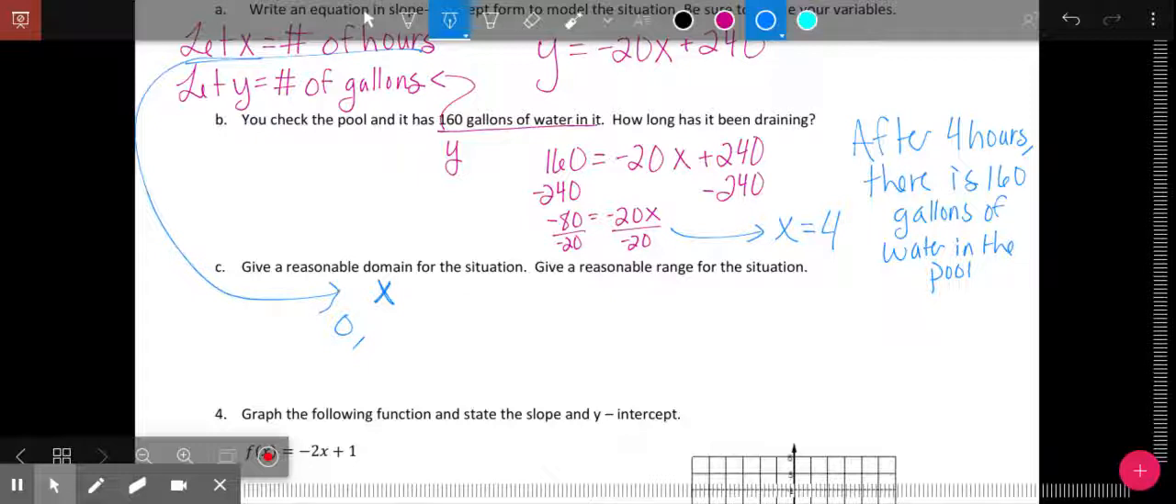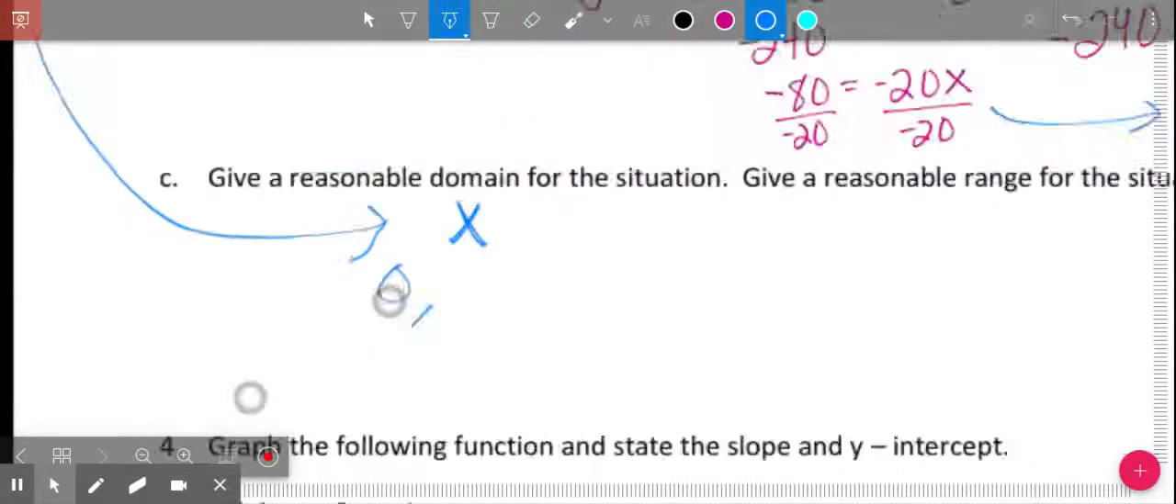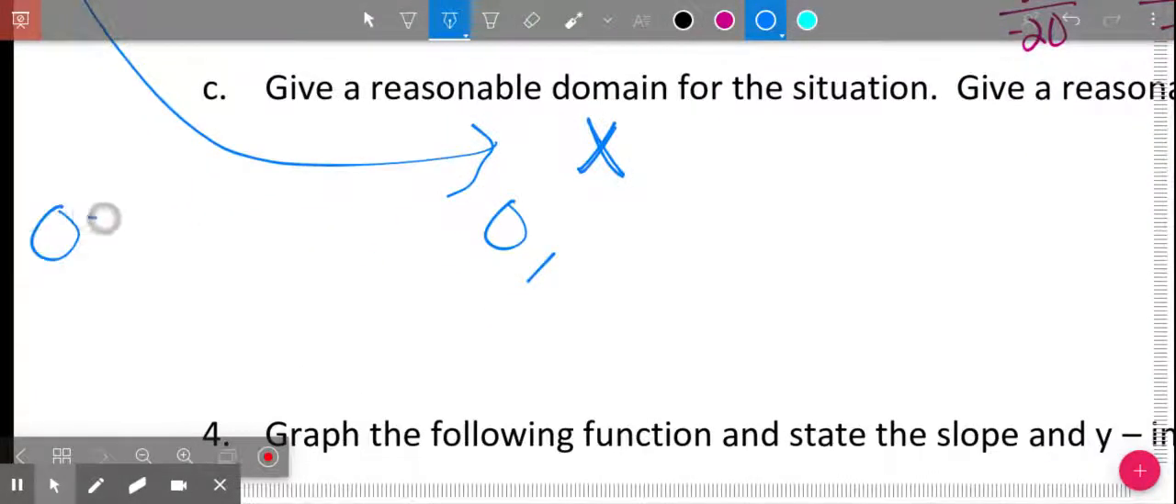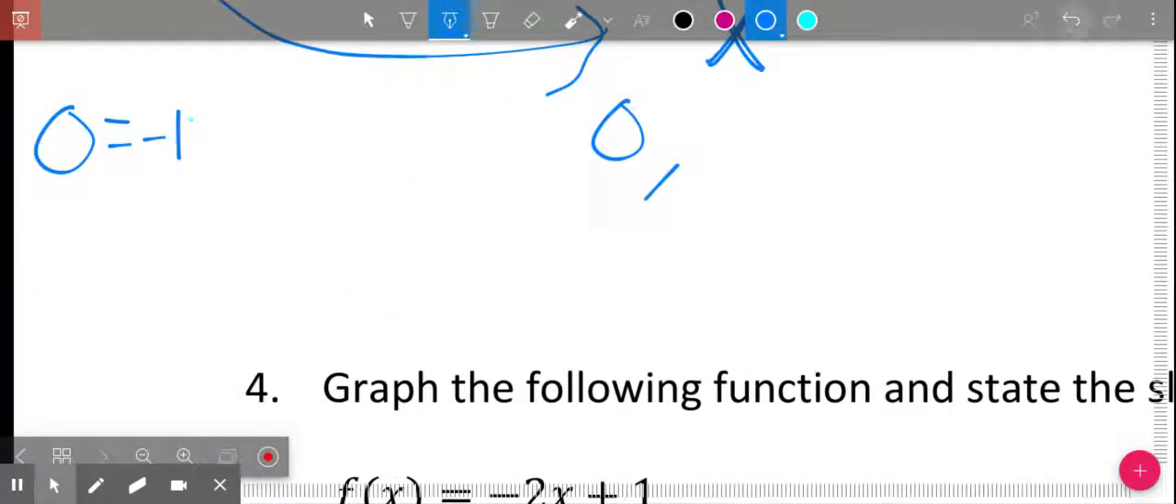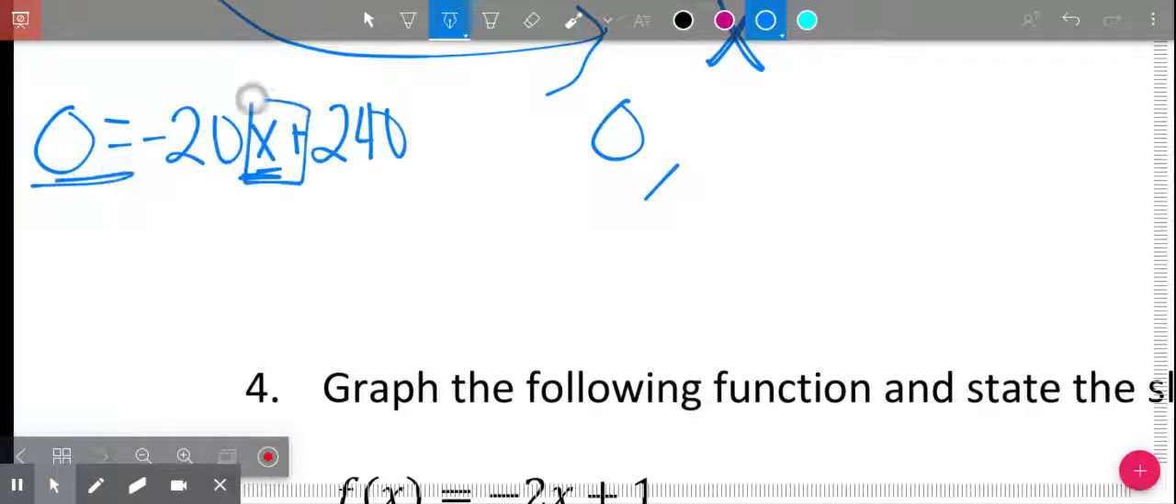Okay, well, it's going to drain until I'm out of water, right? So it's going to drain until my y is 0. So in order to find that, I have to plug in a 0 for my y. So we're going to have 0 is equal to negative 20x plus 240. I wrote a 12 by mistake. And now I have to solve for x.